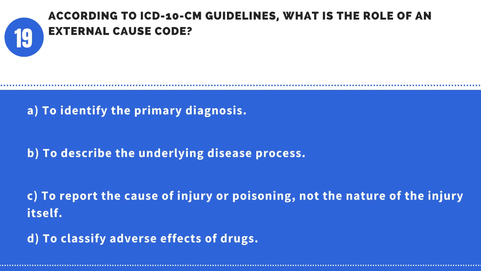Question 19. According to ICD-10 guidelines, what is the role of an external cause code? A. To identify the primary diagnosis. B. To describe the underlying disease process. C. To report the cause of injury or poisoning, not the nature of the injury itself. D. To classify adverse effects of drugs.